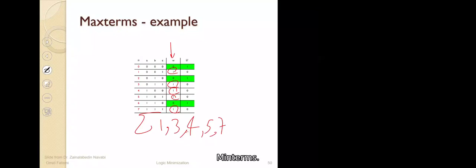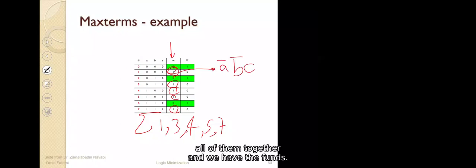These are minterms, which correspond to, for example, A naught, B naught, C. And then we sum, we OR all of them together, and we have our function. Okay? Any questions here? Clear?